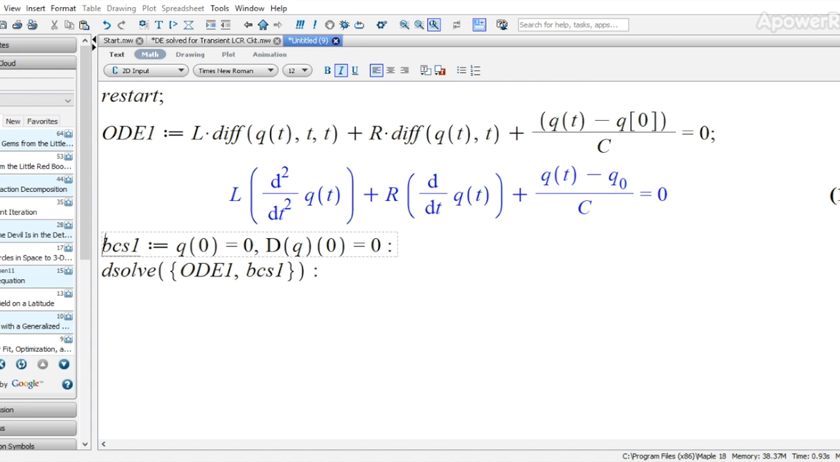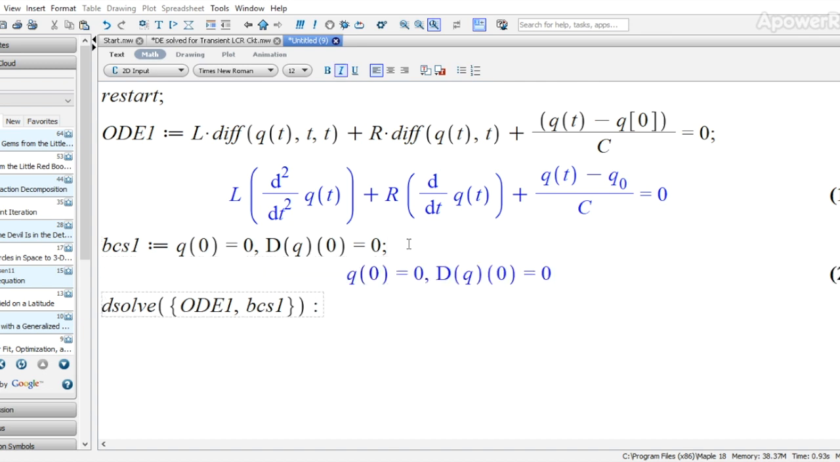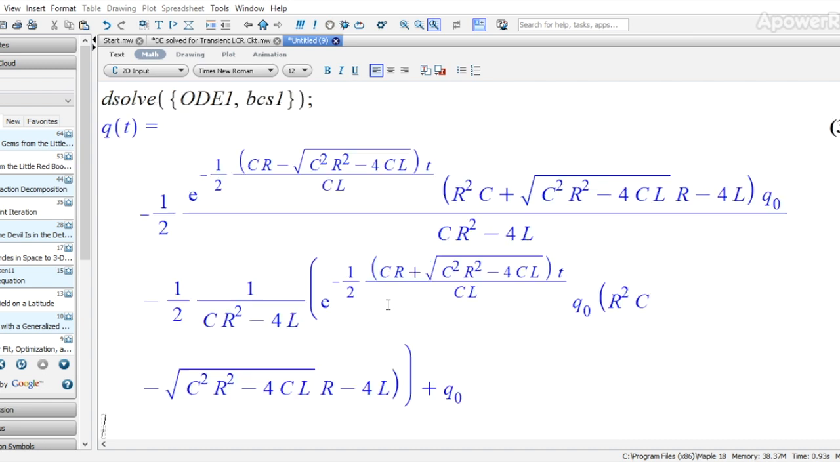Now the boundary conditions are that at t equal to 0, the charge in the circuit is 0, and obviously current, which is rate of flow of charge, that is also 0. That is the boundary condition. And here that ODE1, that is ordinary differential equation 1, has been solved for BCS1, that is boundary condition 1. So here we obtain this solution.